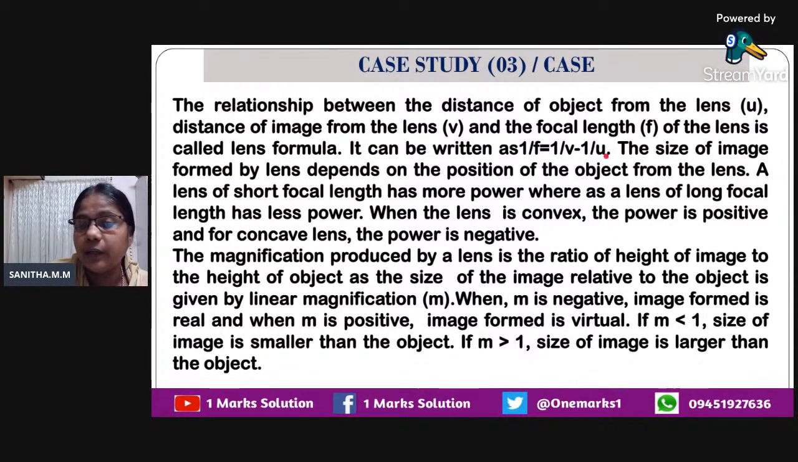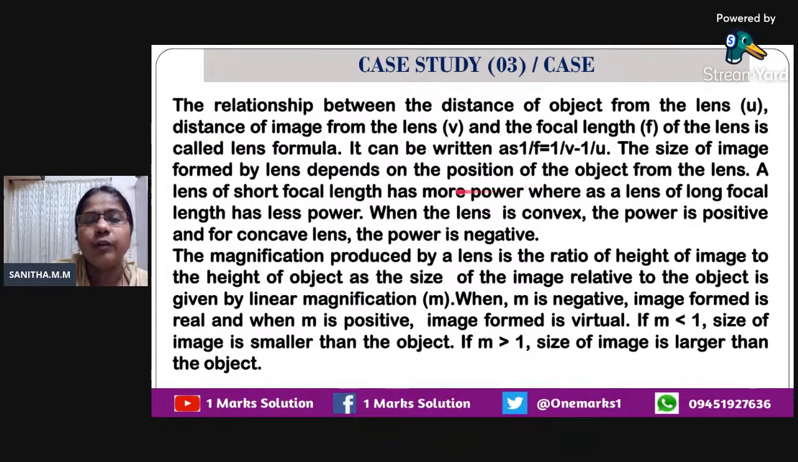Similarly, you are studying the mirror formula. What is the difference here? Here 1 by u has a minus sign before it. You should be very careful. Don't get confused between the mirror formula and the lens formula. The size of the image formed by a lens depends on the position of the object from the lens.